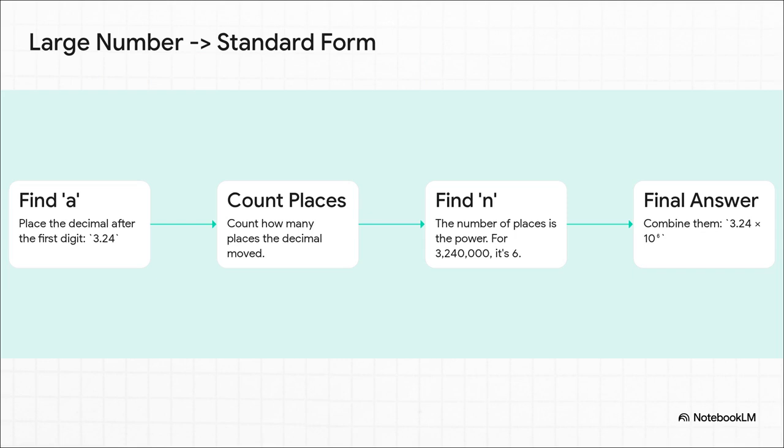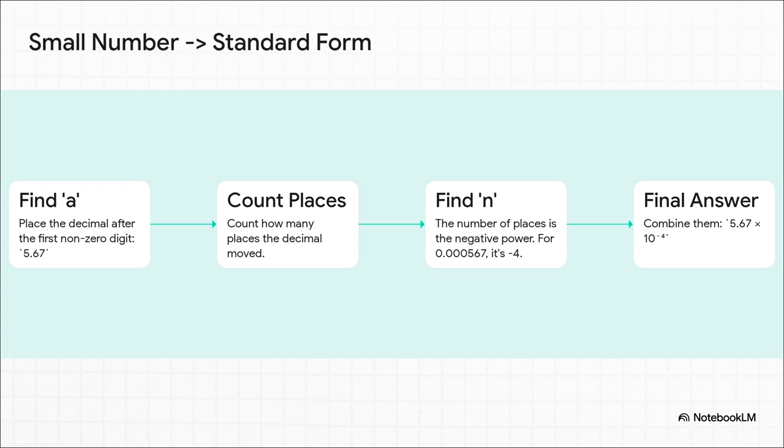For big numbers, the process is actually pretty straightforward. First, you just rewrite the number so it's between 1 and 10. So for this, that's 3.24. Then, you just count how many places you had to move the decimal point to get it there. In this case, it was 6 places, so that becomes our positive power of 10. Easy.